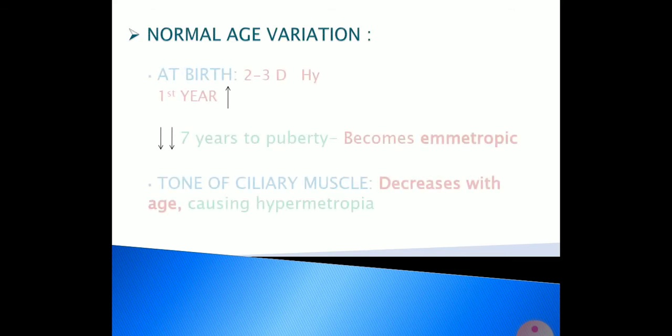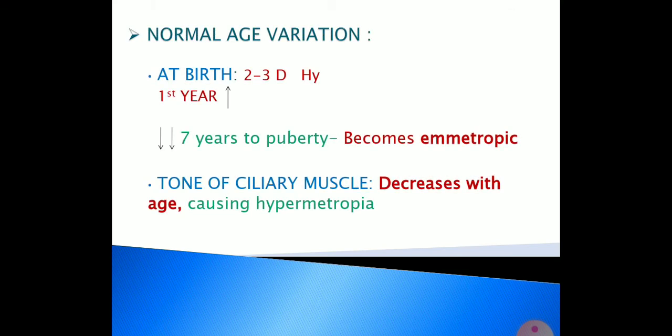Normal age variation. A baby is born with 2 to 3 diopter of hypermetropia. During the first year, the hypermetropia increases slightly. In the next 7 years, up to puberty, the boy or girl becomes emmetropic. Tone of the ciliary muscle decreases with age, causing revealed hypermetropia.